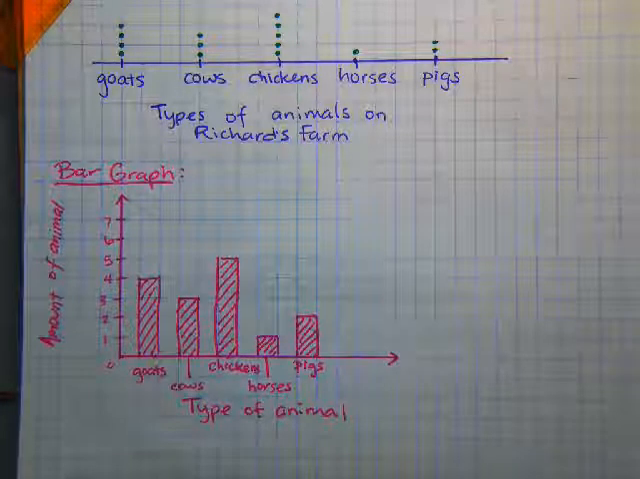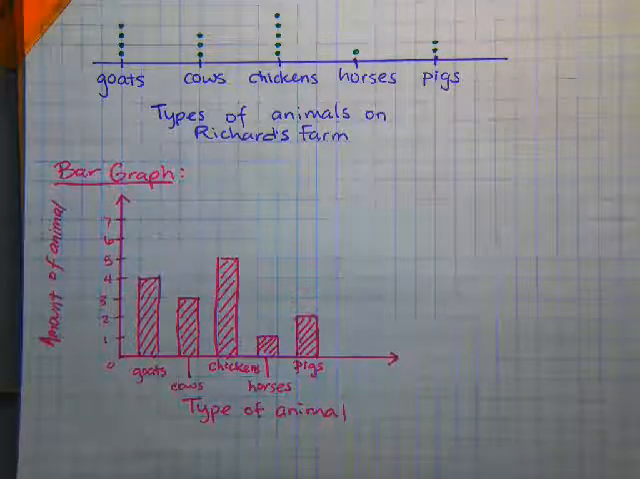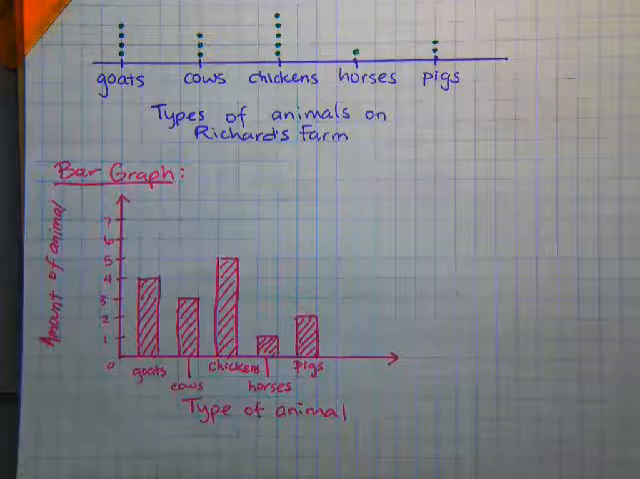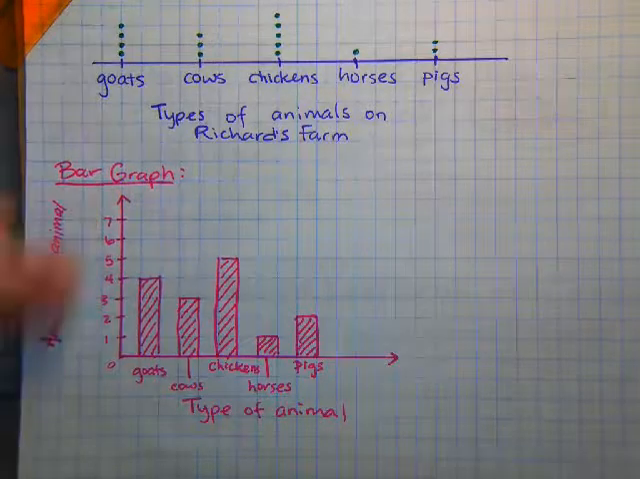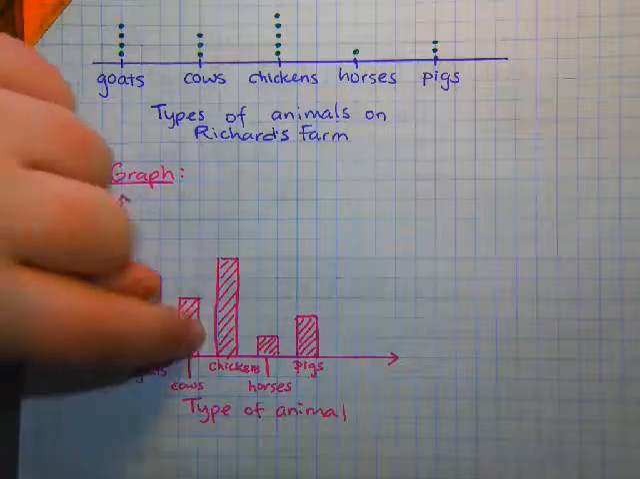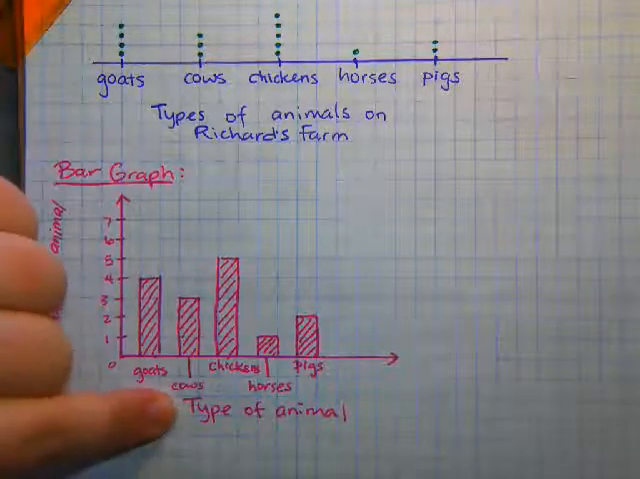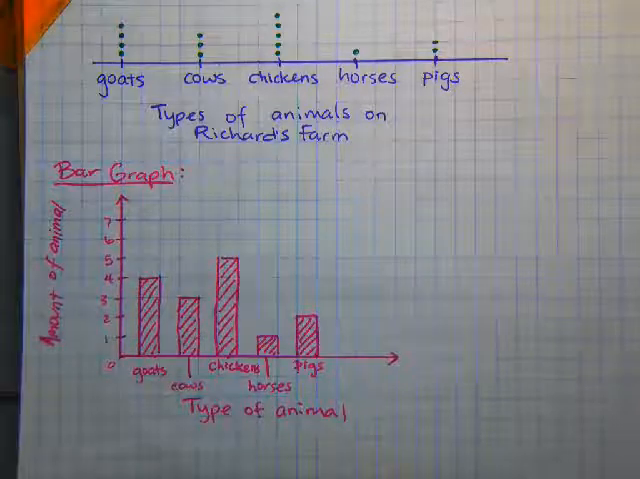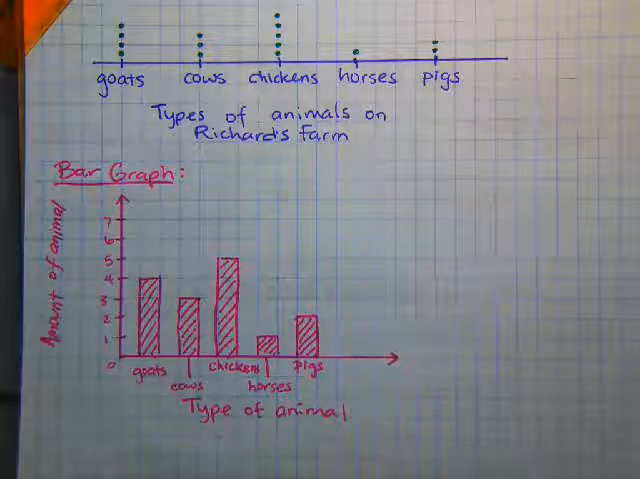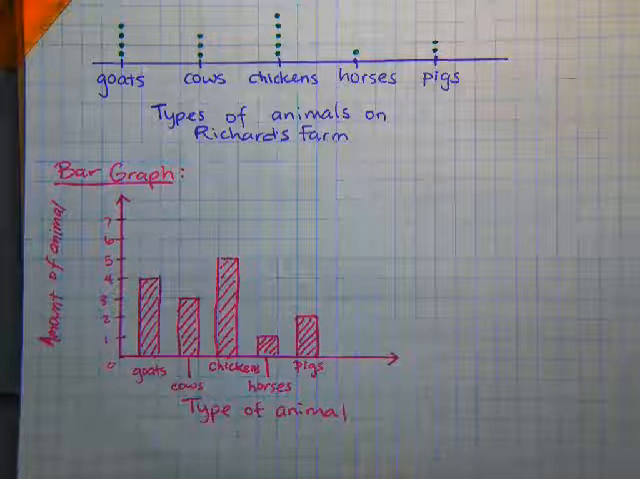Each axis is labeled, and notice that they're spaced evenly. The scale here is evenly spaced, and here the bars are evenly spaced and not touching and clearly labeled, again with the title.